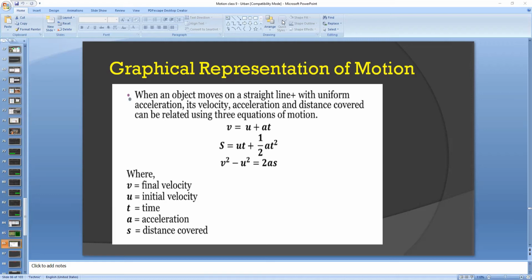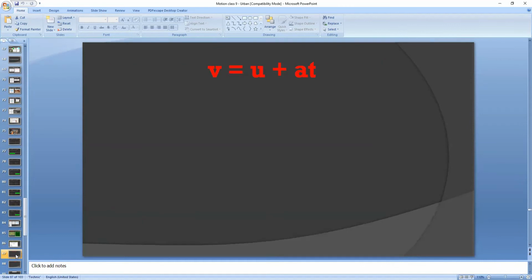When an object moves on a straight line with uniform acceleration, with its velocity, acceleration, and distance, we can term it as three equations. One is v = u + at, s = ut + ½at², and v² − u² = 2as. In these, v is final velocity, u is initial velocity, t is time, a is acceleration, and s is distance covered. Using this, we can learn how to derive each equation.